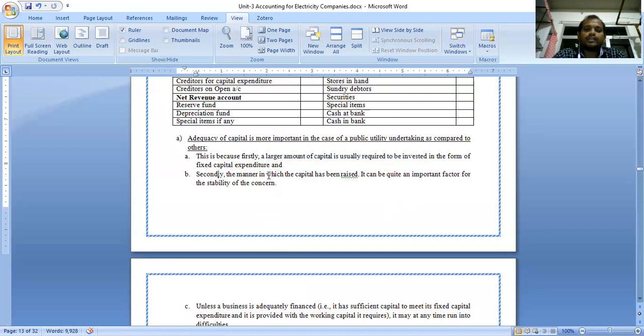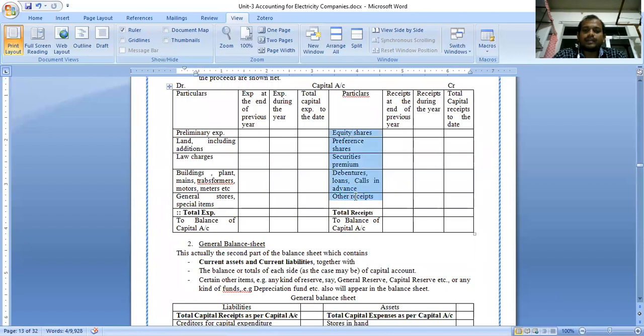So, in the manner in which capital has been raised, so how we raised this capital? Generally, equity portion should be 30% and debt portion should be 70% when it comes to the electricity companies. So more than 70% of debt is allowed, but more than 30% of equity is not allowable. And if it is more than 30%, that remaining portion will consider it as investment. And 14% of return we have to calculate on the extra portion.